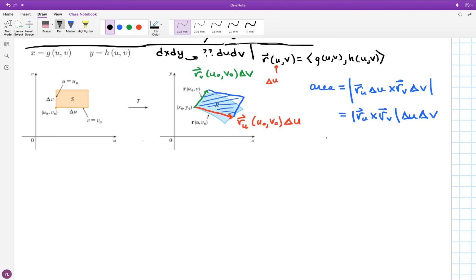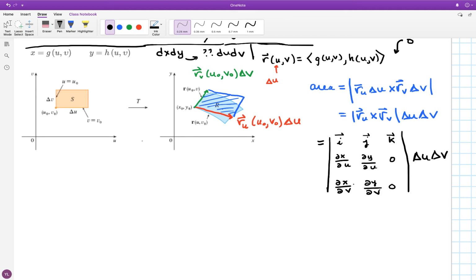Okay, let's try and expand on this a little bit further. The r sub u vector is the partial derivative of this vector function with respect to u. So it's going to be the partial derivative of the x component with respect to u and the partial derivative of the y component with respect to u. And since these vectors are in the xy plane, the z component here can just be assumed to be 0. So let's write this out.